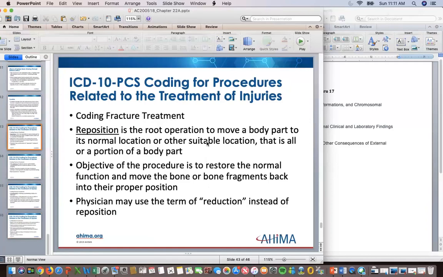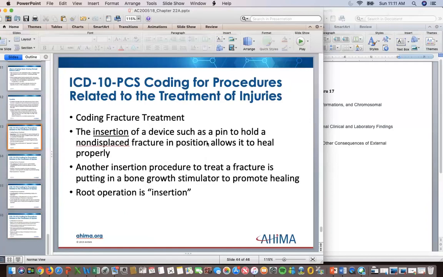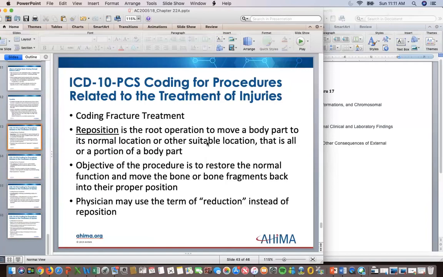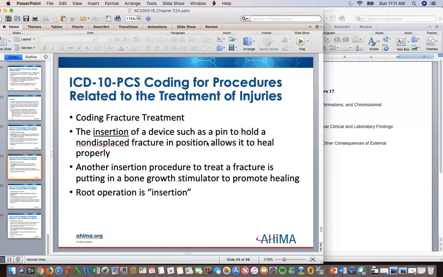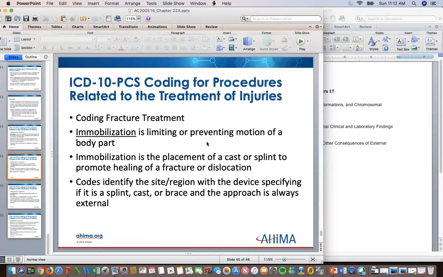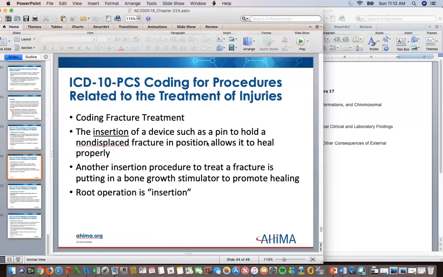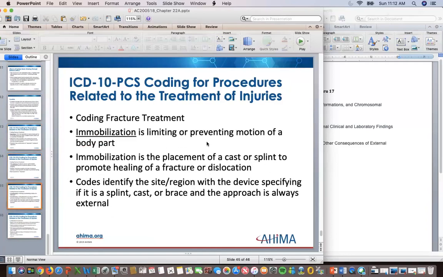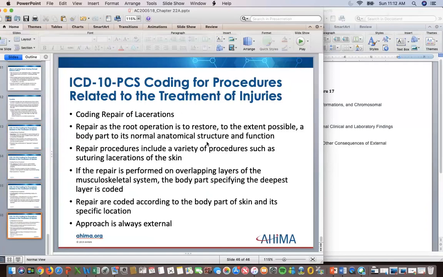Obviously, coding fracture treatment, repositioning. Physician may use reduction. I'm going to back up on that one. Instead of repositioning, reduction is your term in your index to find that procedure code. Coding fracture treatment, and your root operation is insertion, immobilization, etc. So this is something that you've had in a previous class and should be familiar with, but maybe you need a little bit of a refresher. So the PowerPoint does a great job of that.